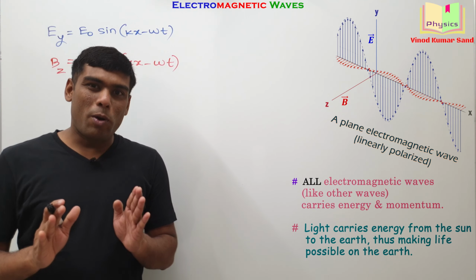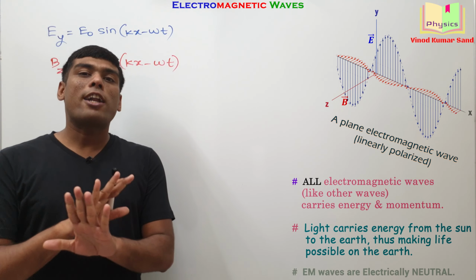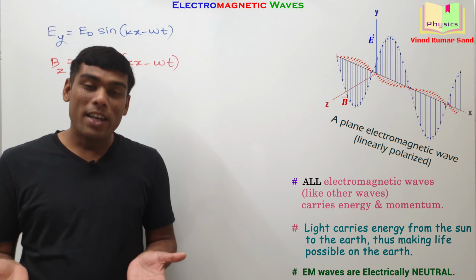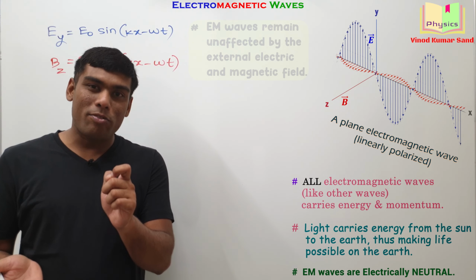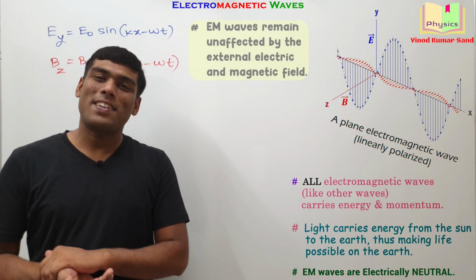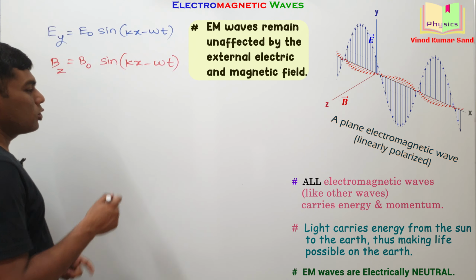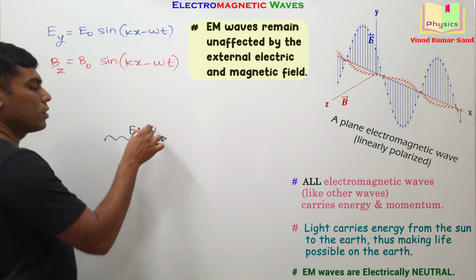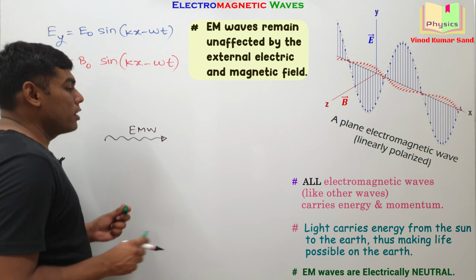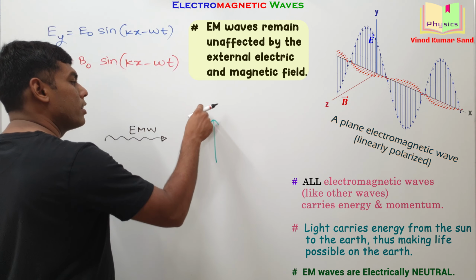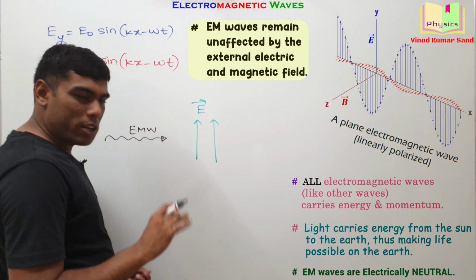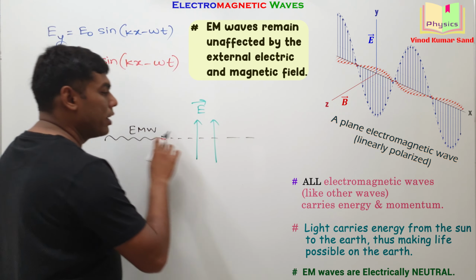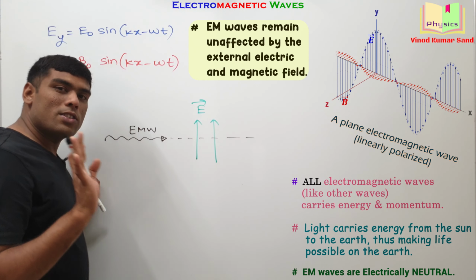Okay. Next important point, the electromagnetic waves are electrically neutral. It means there is no charge on the electromagnetic wave and they remain unaffected by the external electric and magnetic field. Pay attention. Suppose an electromagnetic wave is propagating in this direction, and then suddenly you switch on some external electric field or some magnetic field. Whatever you do, it won't hamper the propagation of this electromagnetic wave. It will continue along its original path.